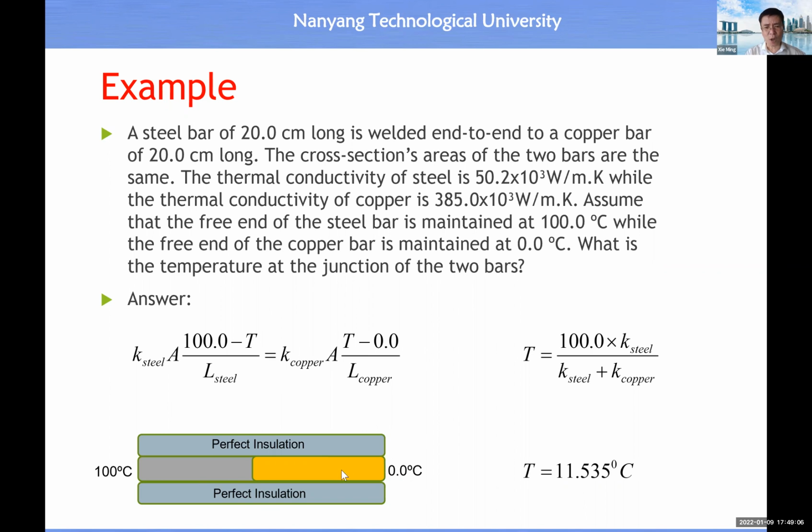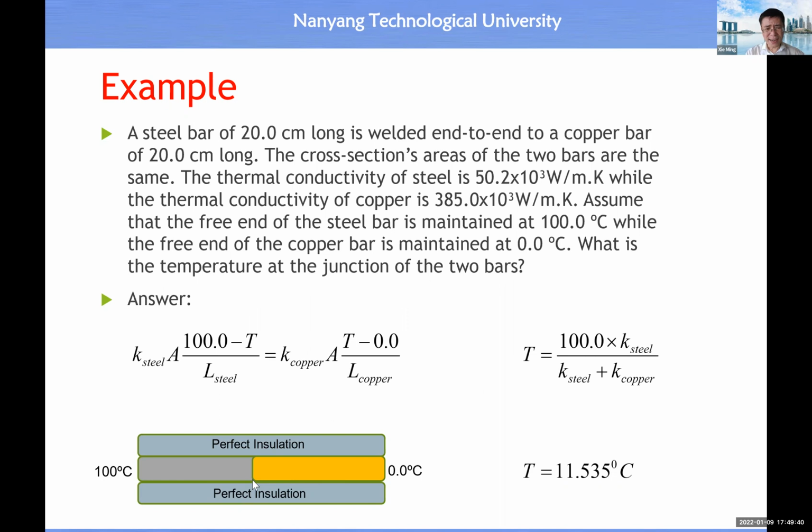So at the end of the copper is 20 degrees. At the other end of the steel is 100 degrees Celsius, all right? The cross-section area of the two bars are the same. Thermal conductivity of steel is given to you, and the thermal conductivity of copper is given to you. Assume that the free end of the steel bar is 100 degrees Celsius. The free end of copper bar is 0 degrees. Then what is the temperature at the interface or at the junction between these two solid metals, all right?